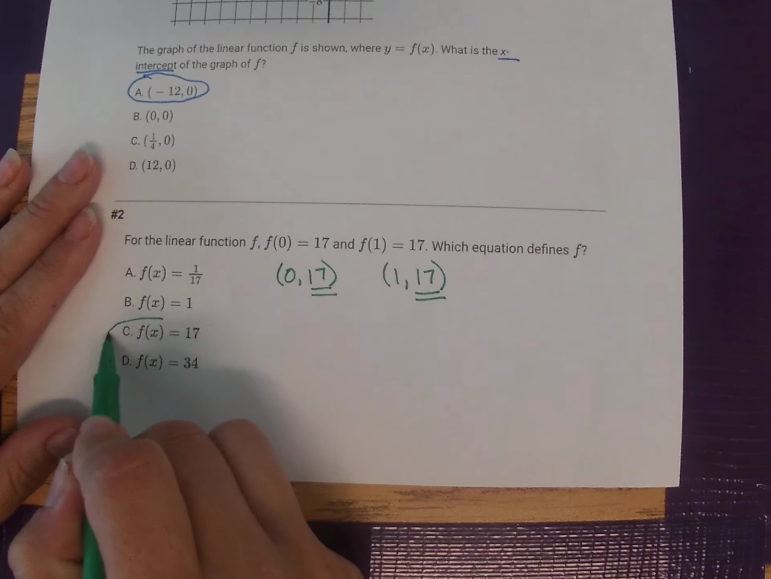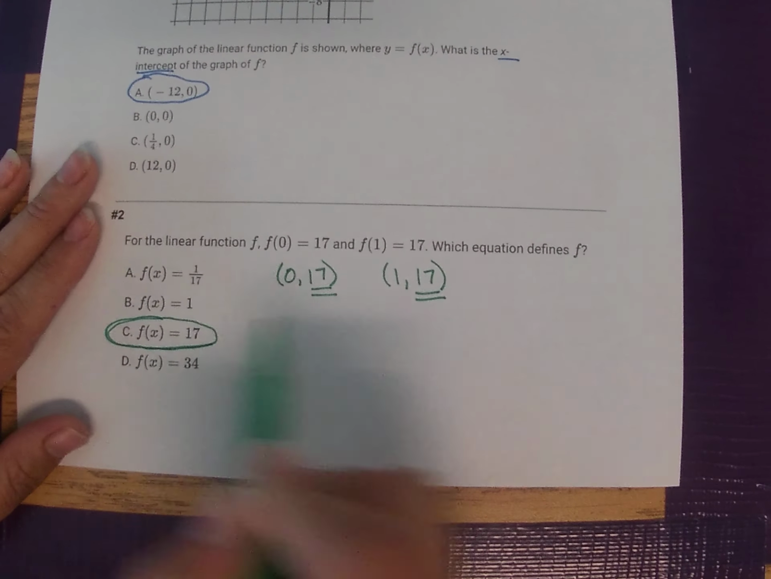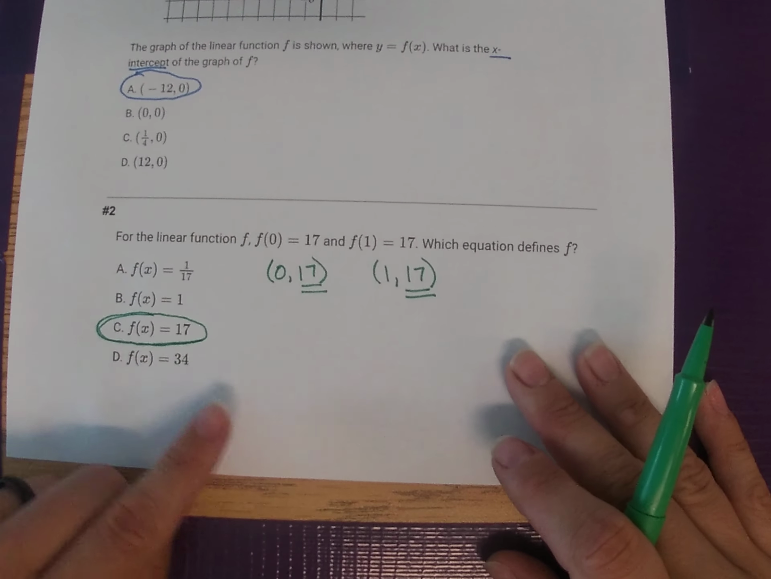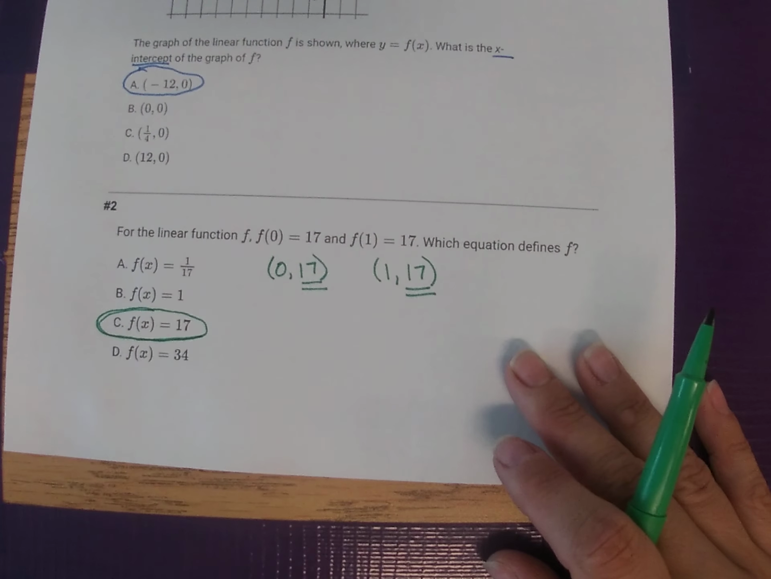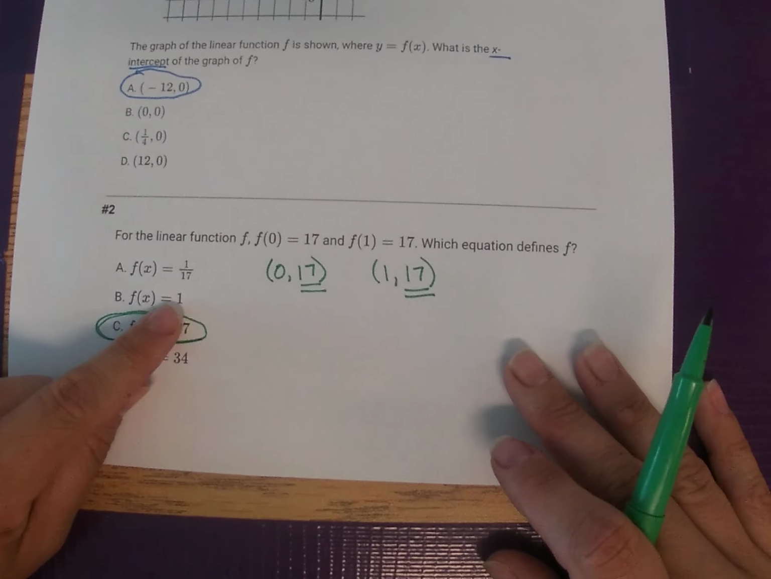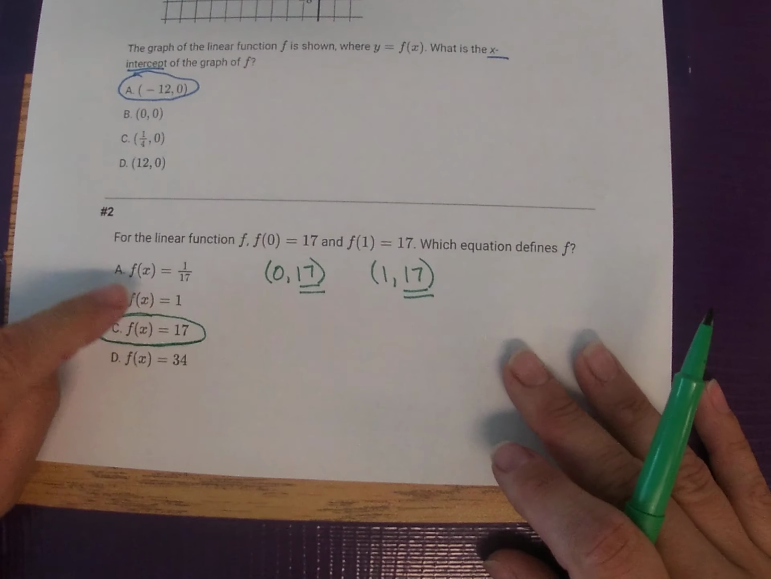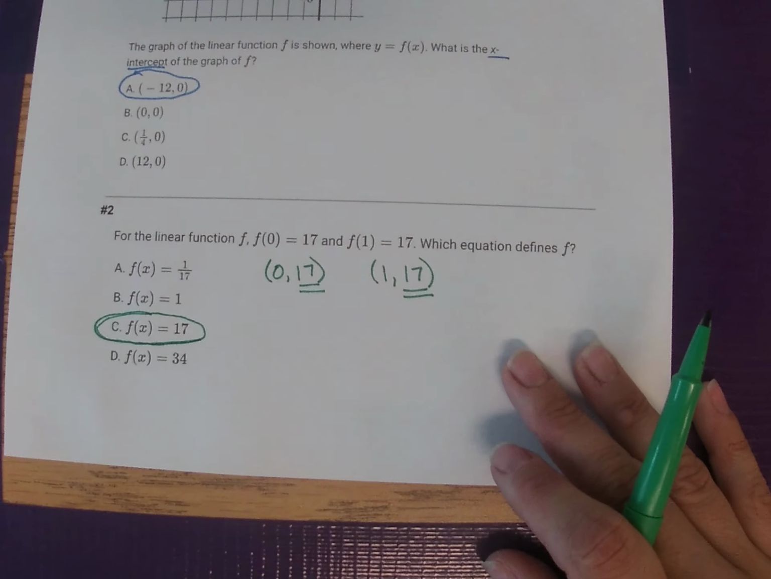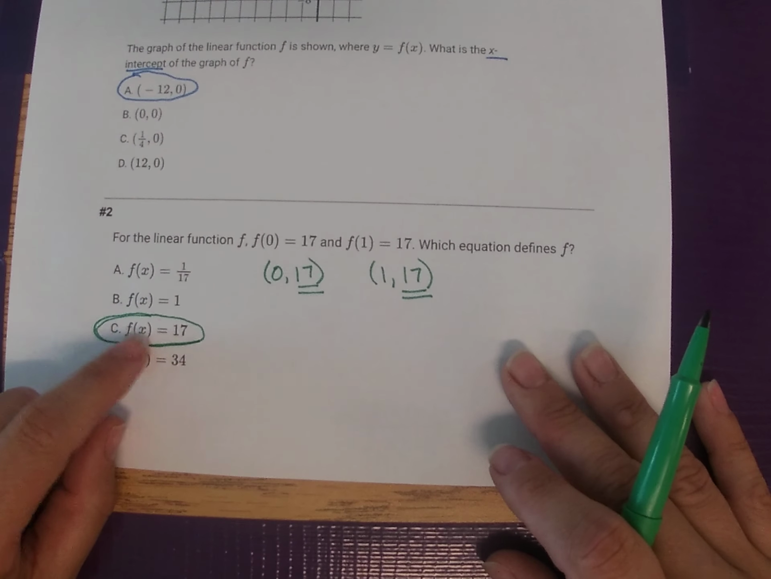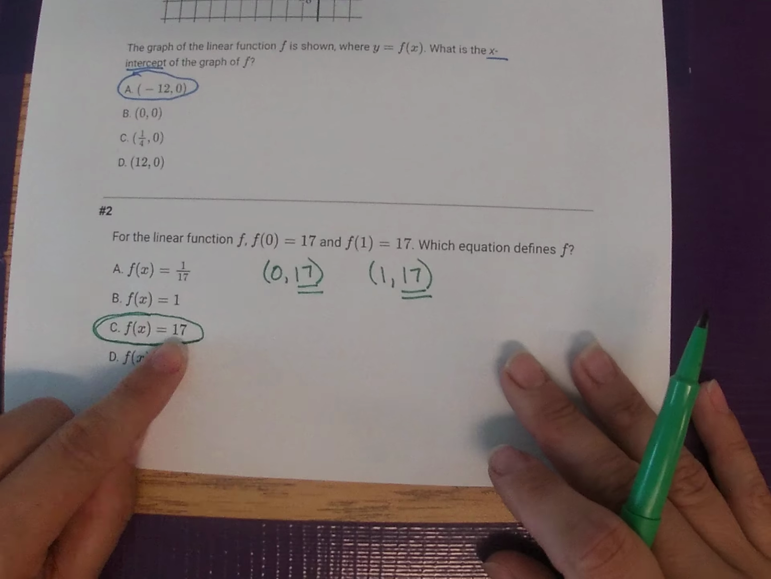And the only one that will always give us an output value of 17 is C. If I plug in 0 here, I'll get an output value of 34, which is not what I want. If I plug in 0 here, I'll get an output value of 1, which is not what I want. If I plug in 0 here, I'll get an output value of 1 over 17, which is not what I want. But if I plug any number in here, including 0, I'll get an output value of 17, which is what I want.